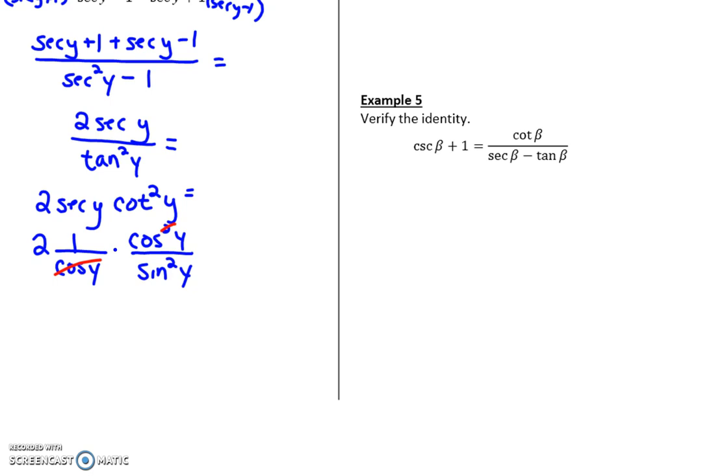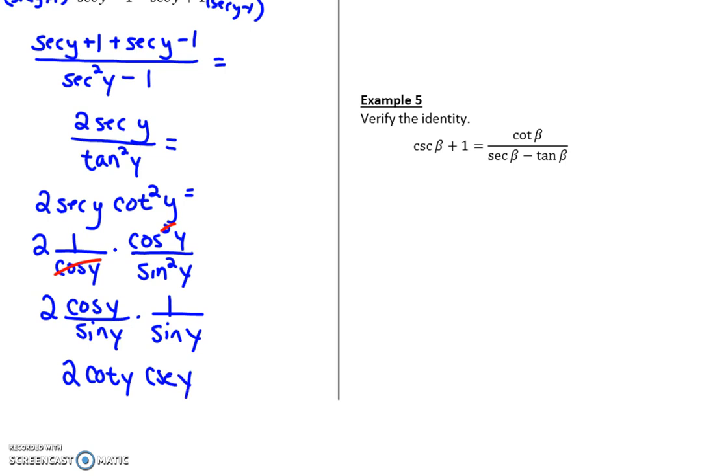And then we can do a little rearranging. We have 2, and then if we put a cosine of y over a sine of y, and then we leave one of those sine of y's by itself in that denominator, now it becomes 2 times cotangent of y times cosecant of y, which is what we were trying to get to on the right-hand side.